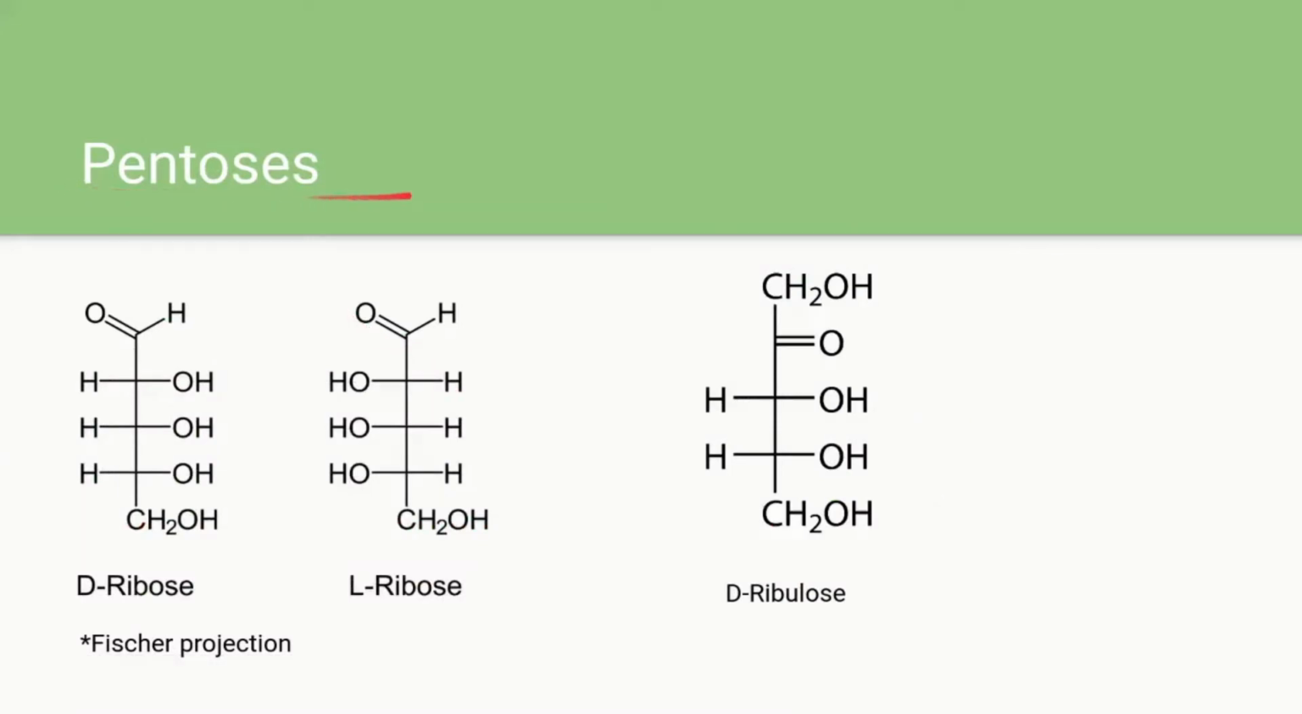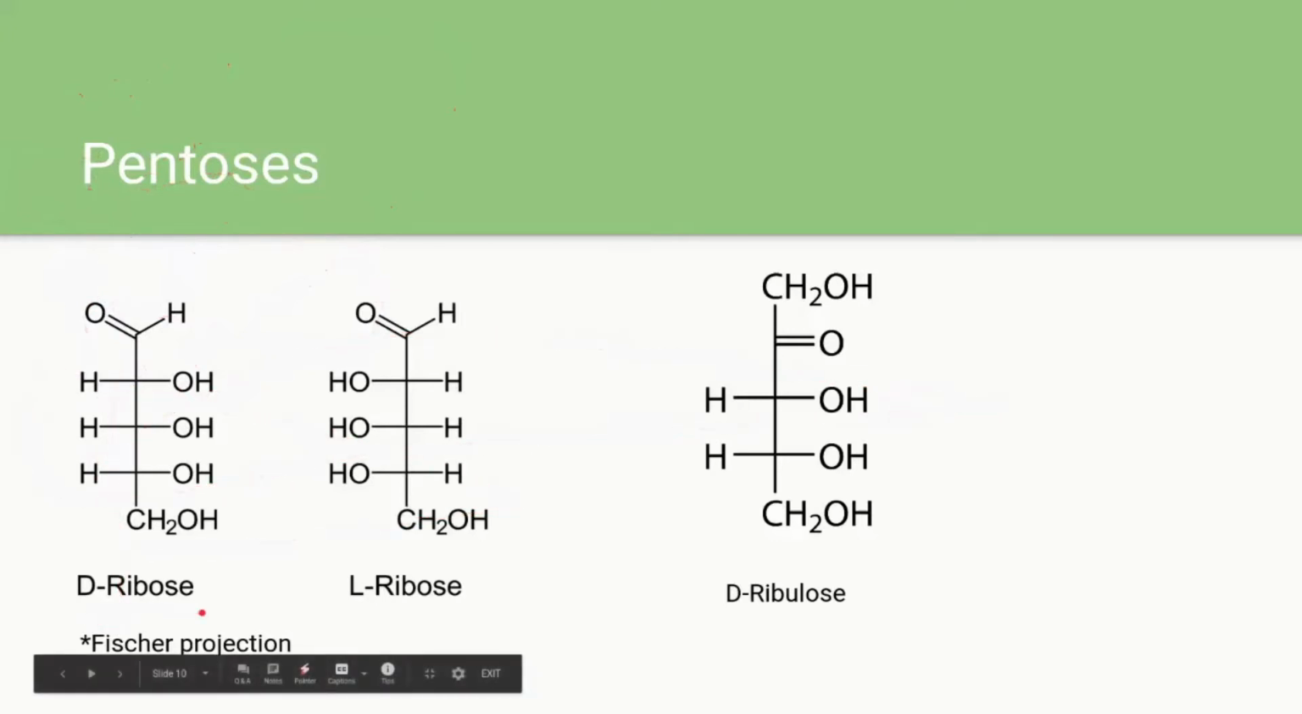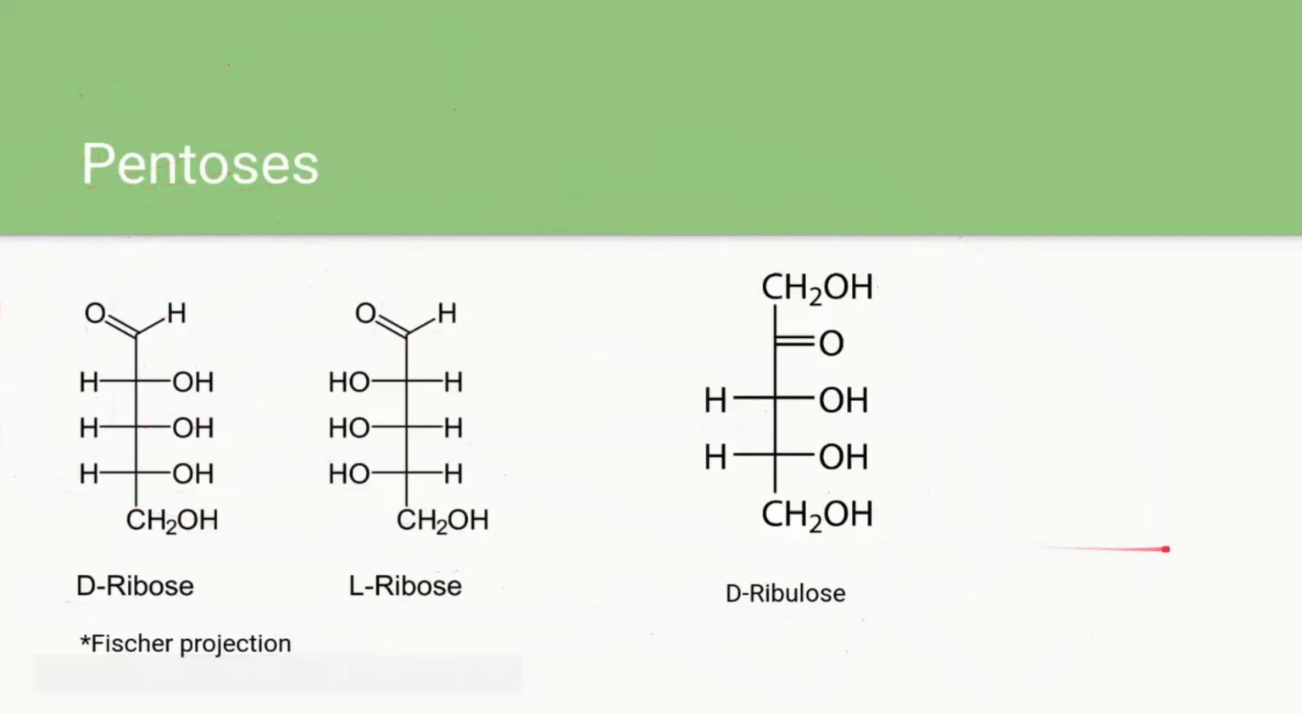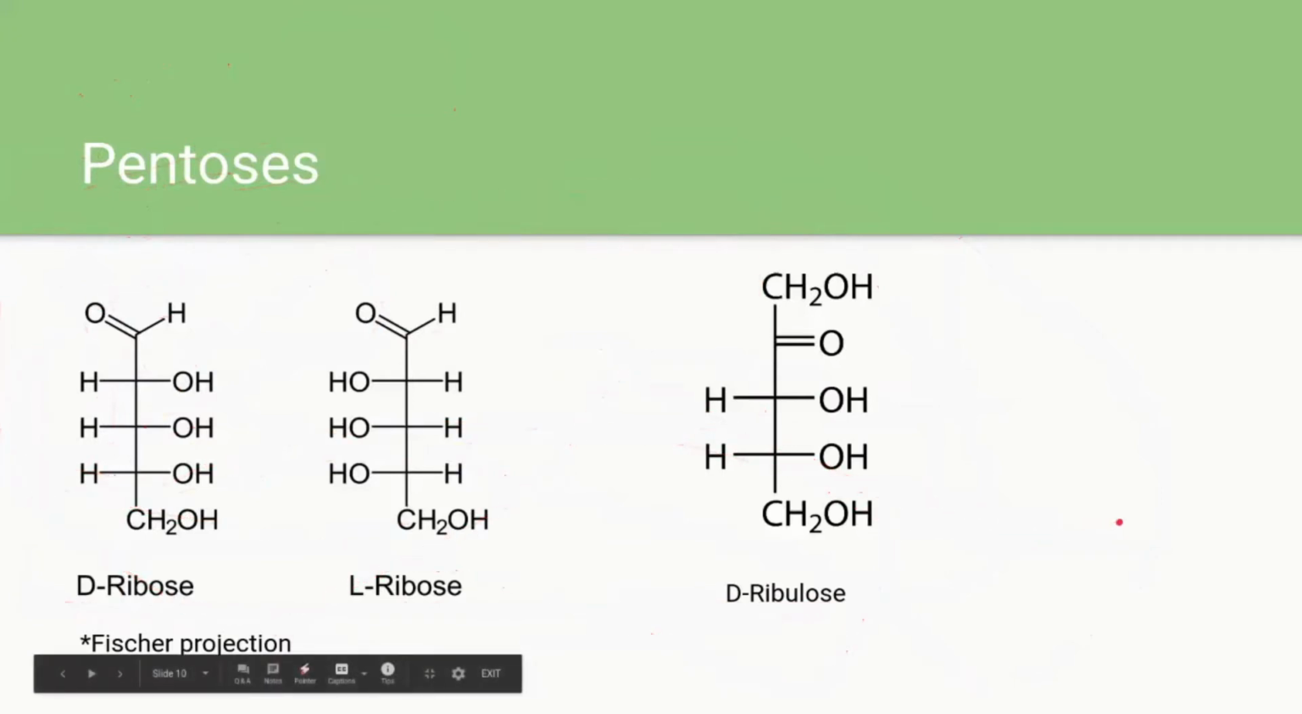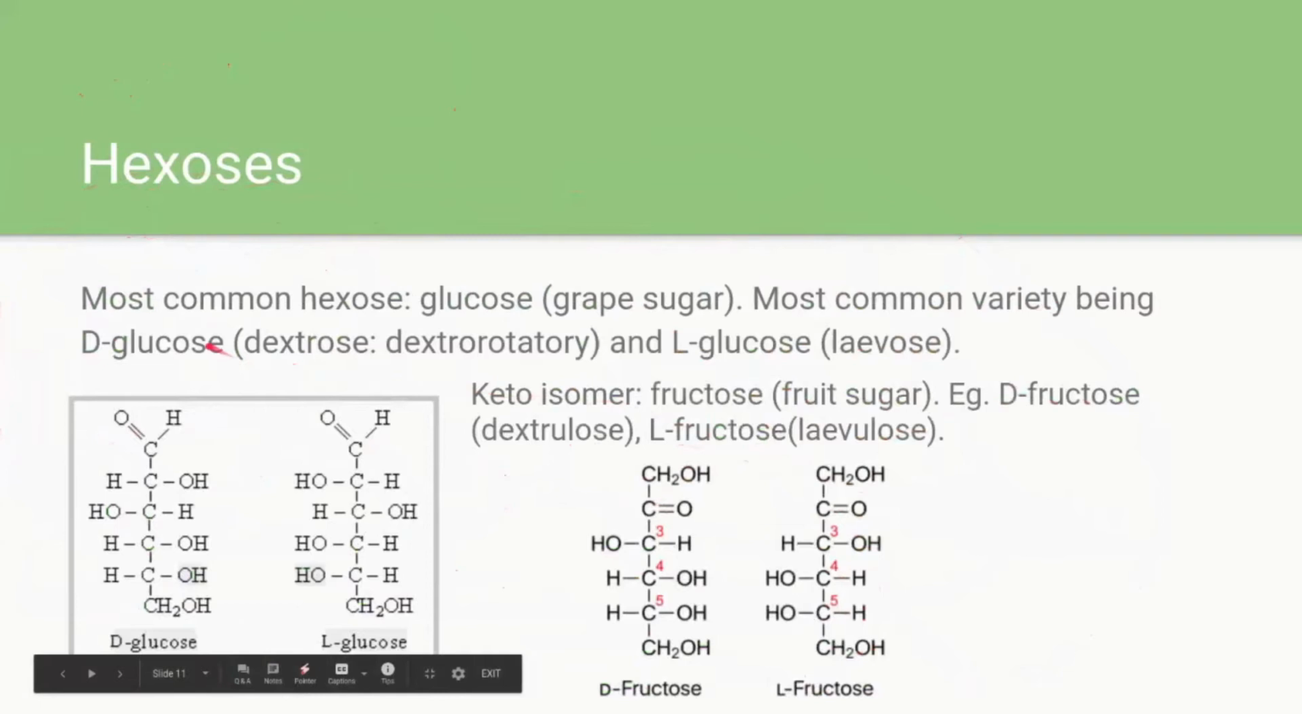So you have pentoses. Tetroses also exist, but these are pentoses. And the basic pentoses are D-ribose, L-ribose, and ribulose. So you'll find them in the famous RNA molecule. Next, we have hexoses.